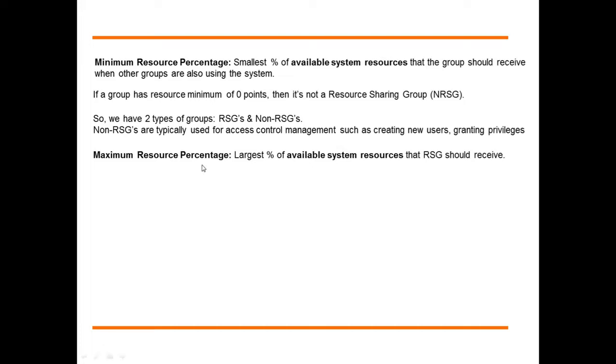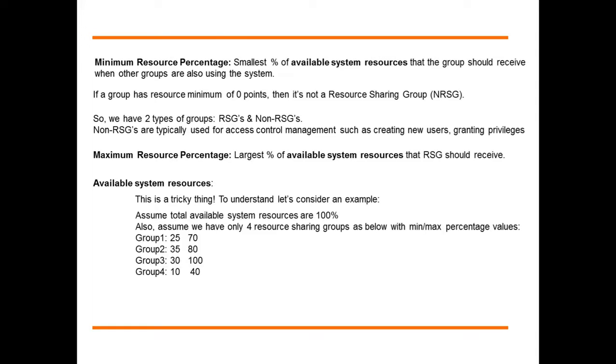Maximum resource percentage is nothing but the largest percentage of available system resources. Why do I keep highlighting these available system resources in bold, right? You need to understand that. That's a tricky thing. To understand that, I am assuming I have 4 groups.